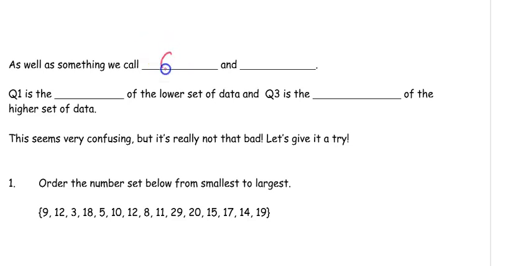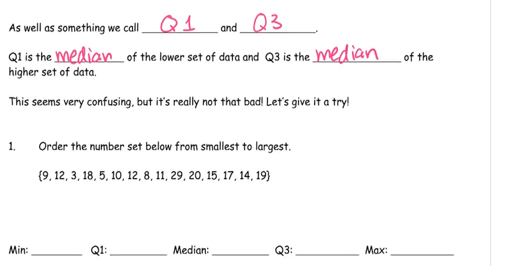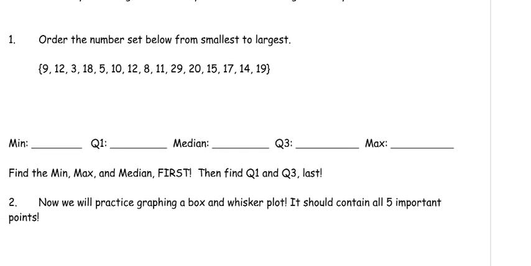We have the Q1 and Q3. Q1 is the median of the lower set of data, and Q3 is the median of the higher set of data. So that's a lot of definitions, and it might seem a little confusing, but it's actually super easy. So let's try this out.